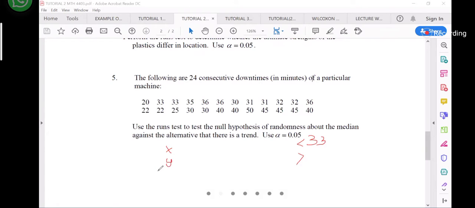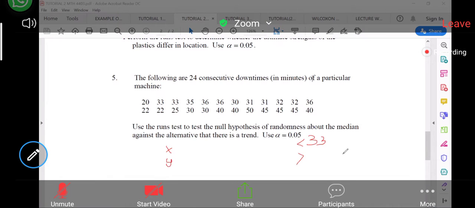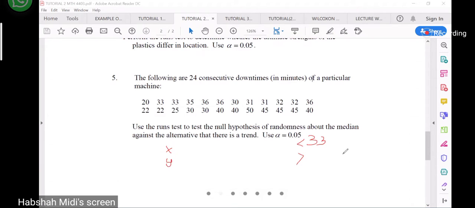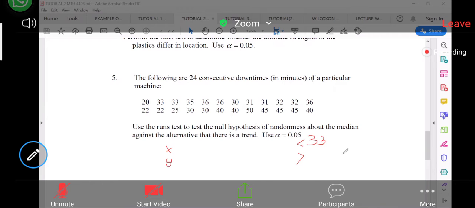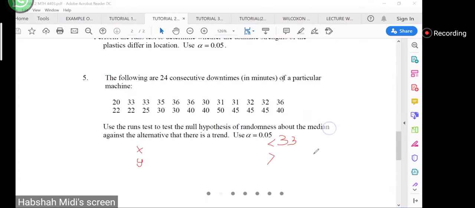Then you assign the number of X and Y accordingly, whether it is less than or greater than. How about if the value is exactly equal to 33? What happens? Delete. So you delete that observation. So for number 5, after deleting those observations which are equal to 33, and after assigning X and Y, what is R?